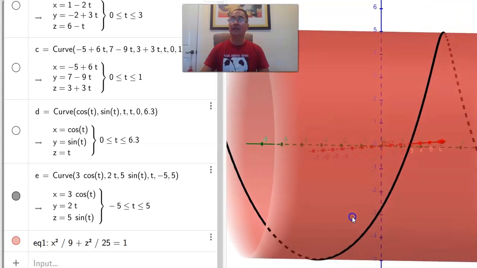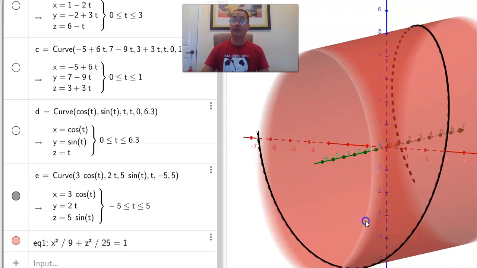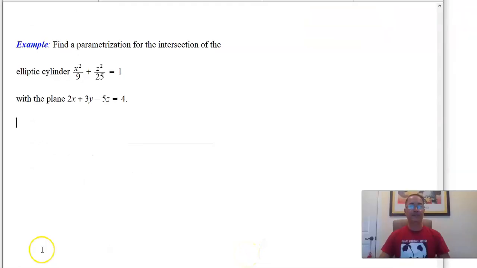Okay, so that elliptic helix lives entirely on that cylinder. That's a lot like the diagram that we see on the first page of this chapter. All right, for our final example, I'm going to be efficient.